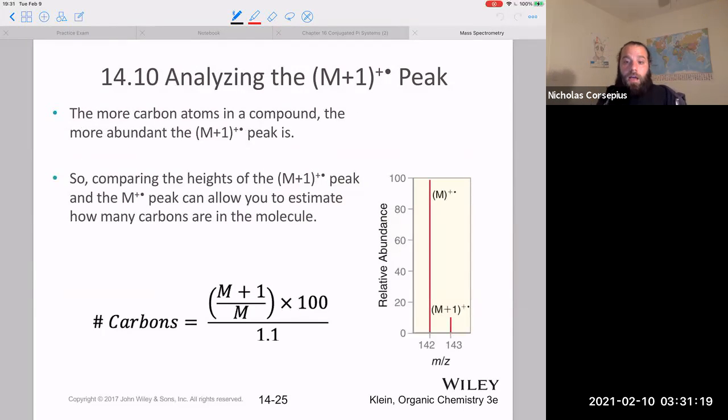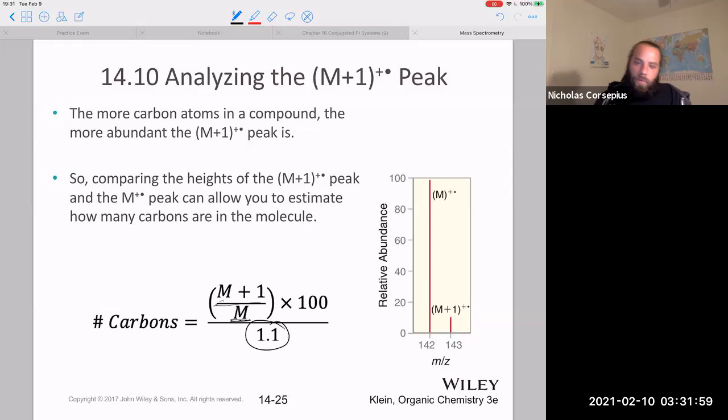You can compare the height of the M+1 to the M peak, and you can get an estimate on the number of carbons that are in your compound. Again, what we're going to do is take the intensity of the M+1 peak, divided by the intensity of the molecular ion peak, and multiply that by 100, and then divide it by 1.1, the abundance of carbon-13 that we would expect, okay? And this will give us an approximation of the number of carbons that are in that molecule.